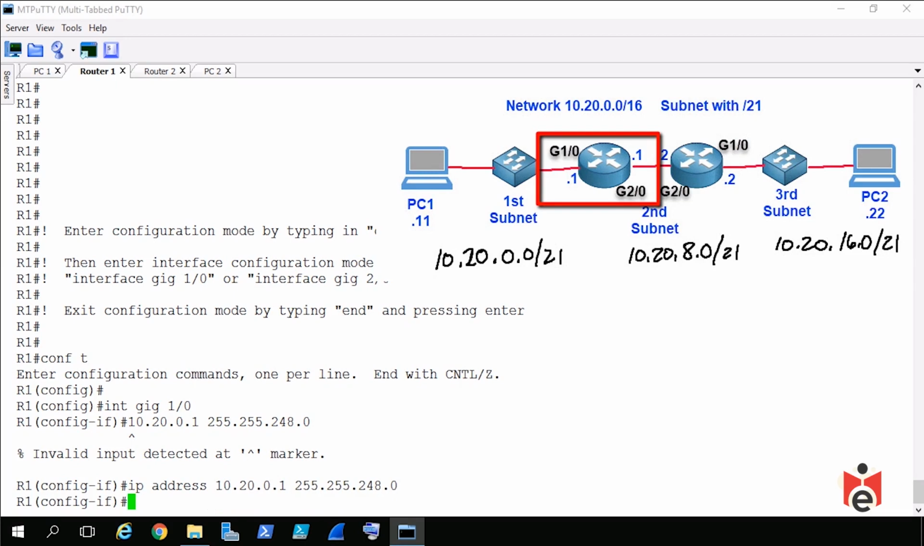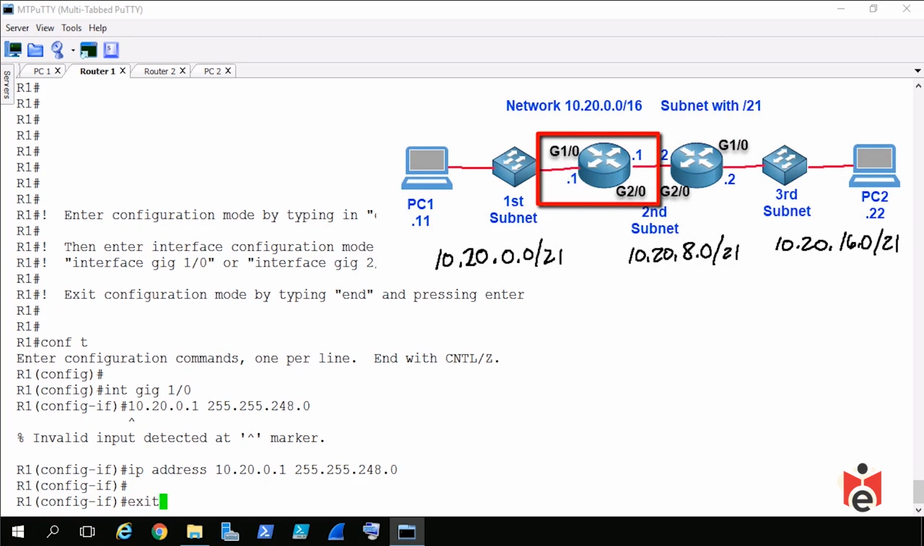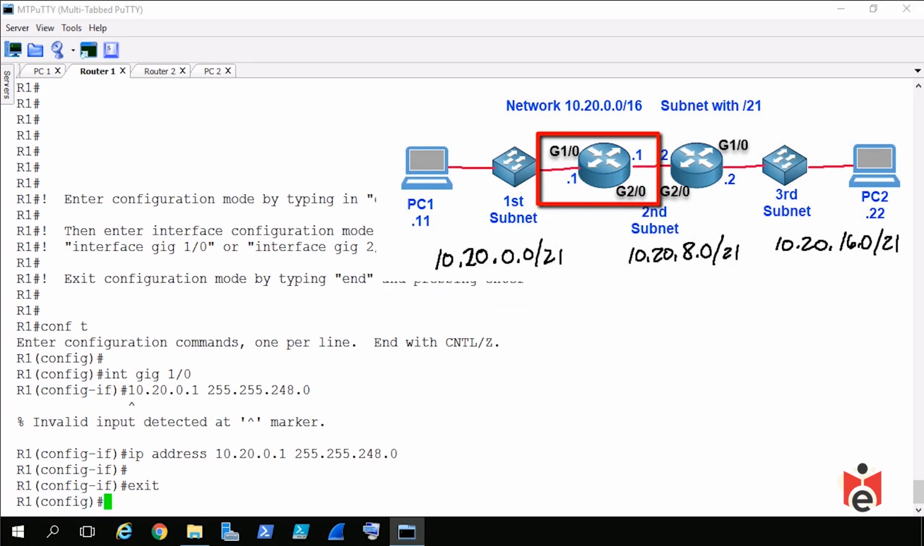Because if it's the first time you've configured a Cisco router, there's going to be some things where it barks at you, and that's cool. It doesn't have an attitude, and it'll let you try again and again. So no worries. Next, let's go ahead and exit out of interface configuration mode. We're still in global config.